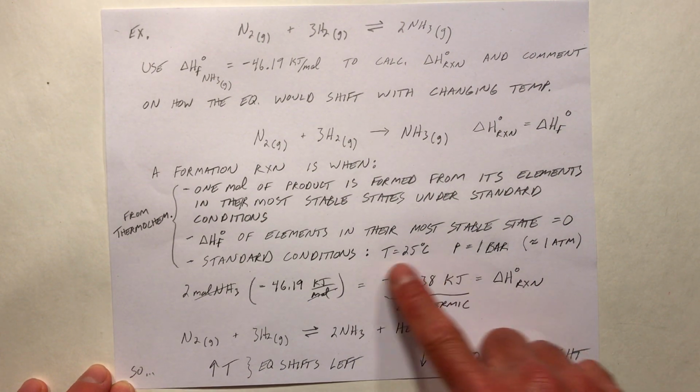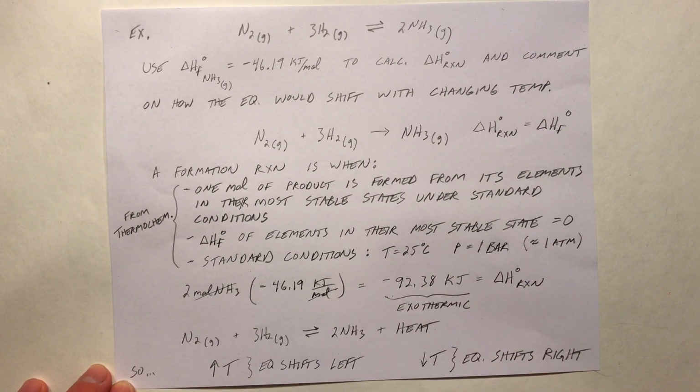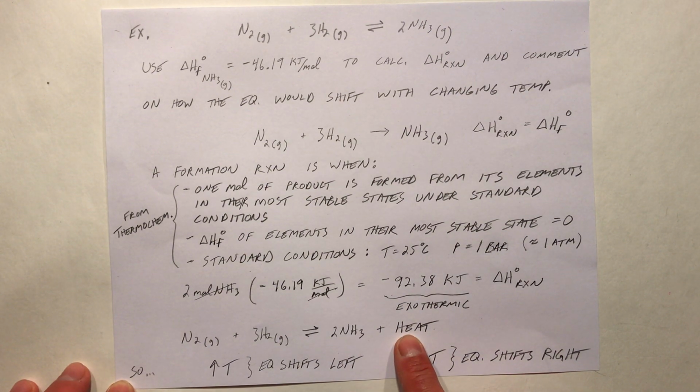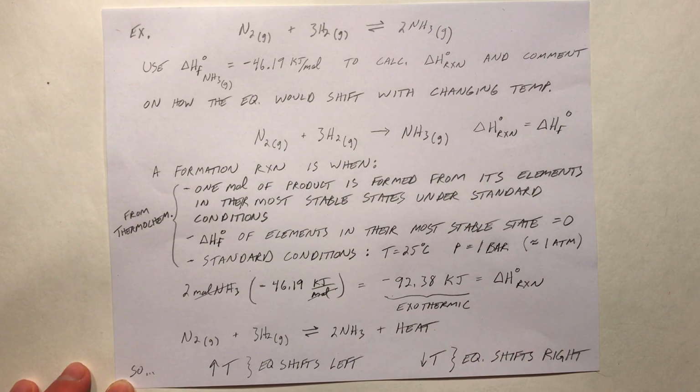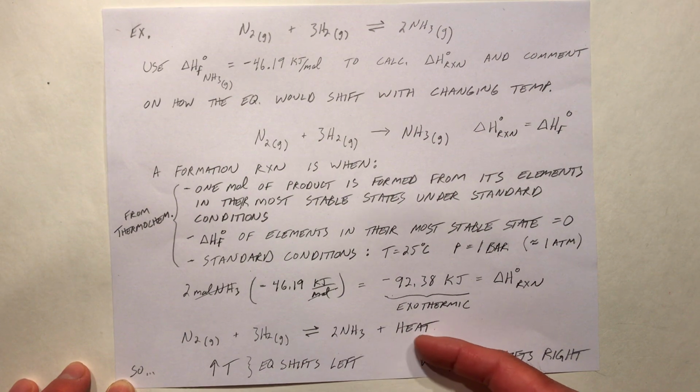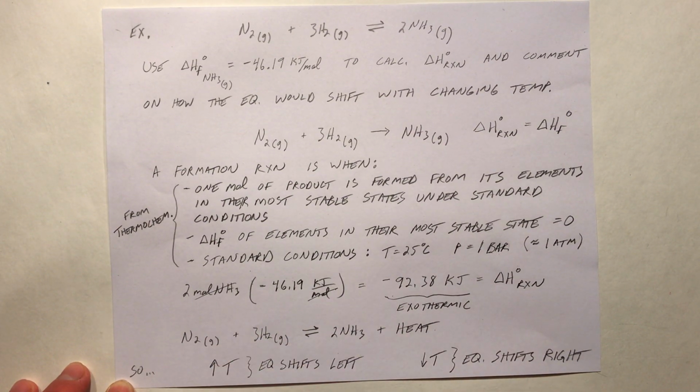Now, because this is a negative value, that's exothermic. So that means we would write the heat on the right-hand side, on the product side. That means increasing temperature would be adding heat, and that would shift the equilibrium away from that addition, so it would shift the equilibrium to the left.